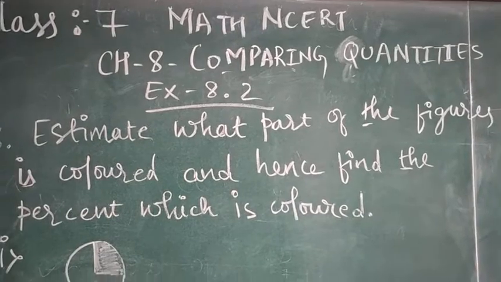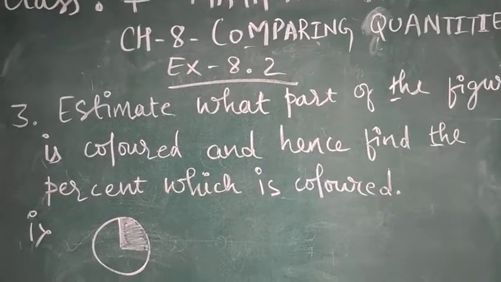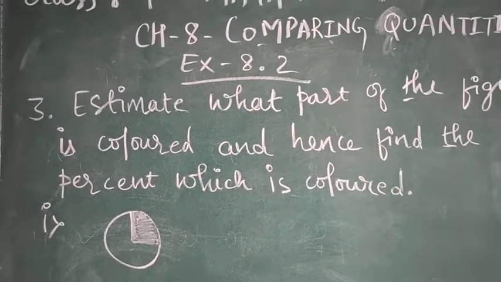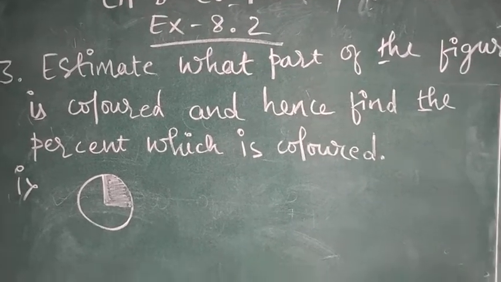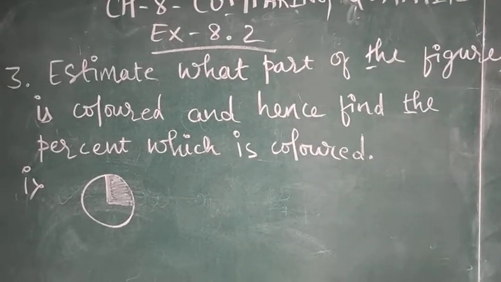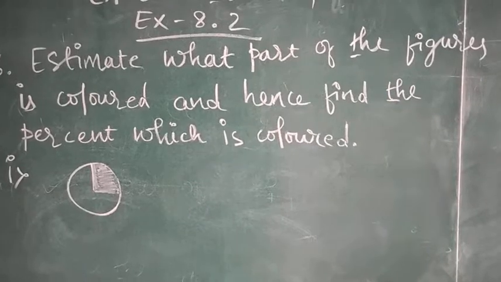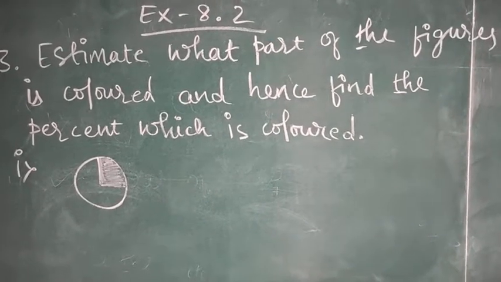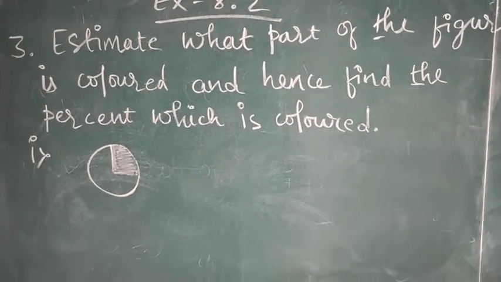So you all know that in our previous class we have done till question number 2 from exercise 8.2, right? So today we will be doing question number 3. The question is, estimate what part of the figures is colored and hence find the percent which is colored.